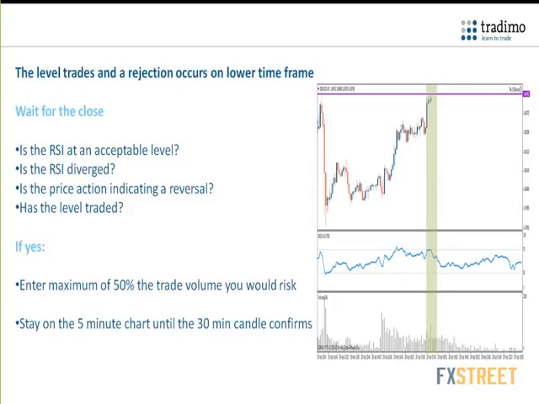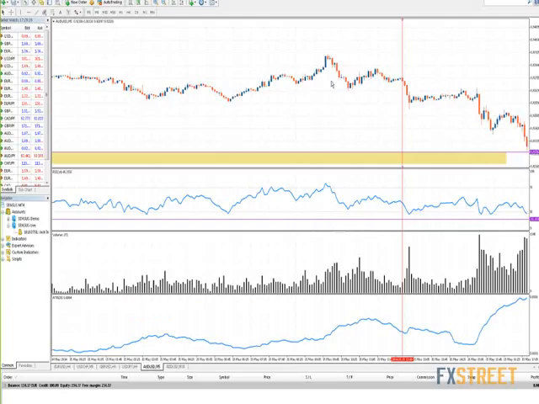If yes, then using the 5-minute or the lower time frame, I will generally, and this is just me again, guys, maybe you can tweak the strategy, enter a maximum of 50% of the trade volume that I would risk trying to preempt this 30-minute move that we're waiting for, okay? Because again, the 30-minute move is the primary indicator that we might have a longer-term reversal. We're looking for the longer-term reversal, okay?